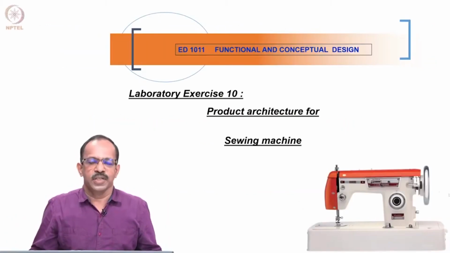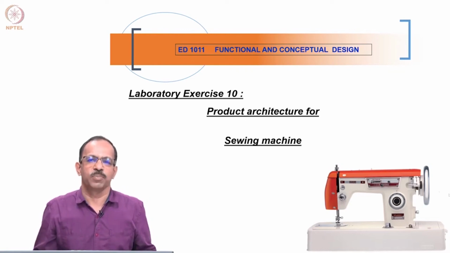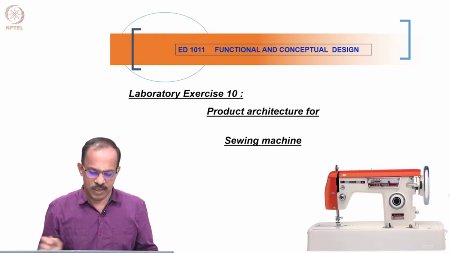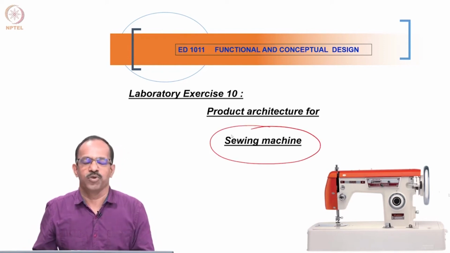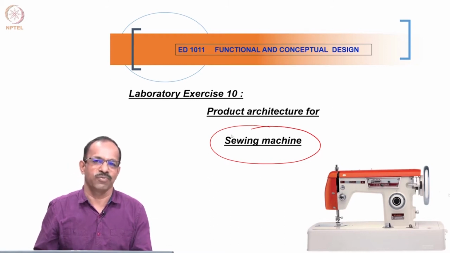Hope you are enjoying the laboratory sessions. So today we have a very interesting product for dissection and for experimentation. This is a sewing machine, and I'm sure all of you are familiar with it, and there are different forms of sewing machine available in the market. There are fully electronic, and there are fully mechanical kinds of sewing machines.